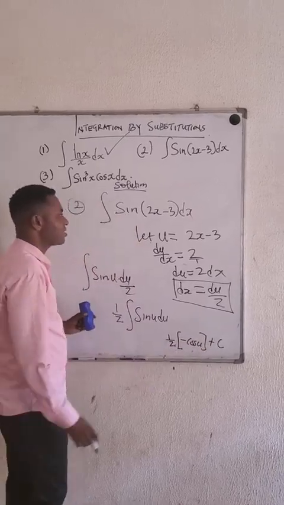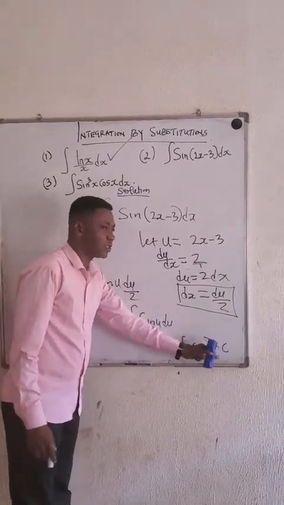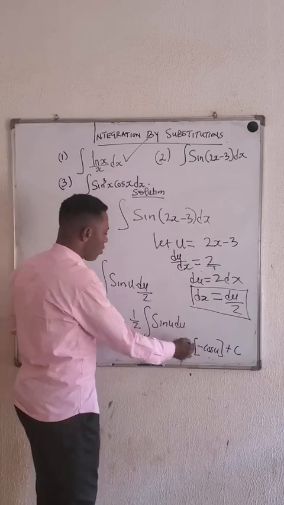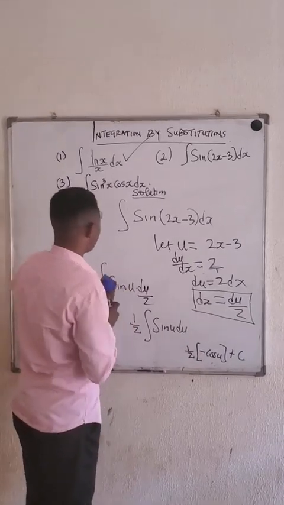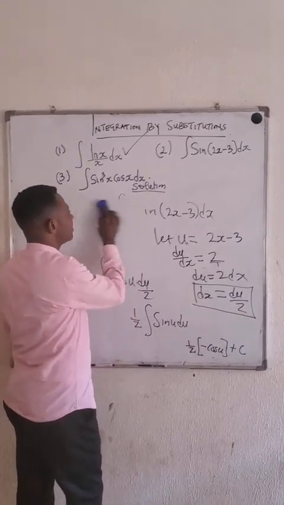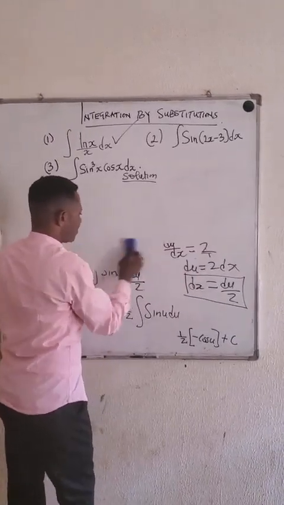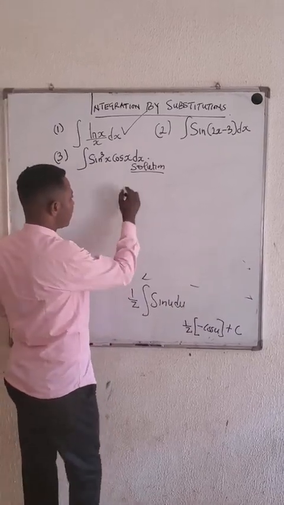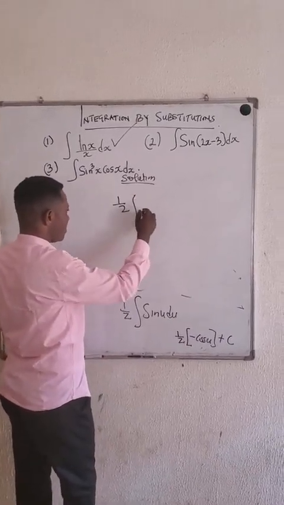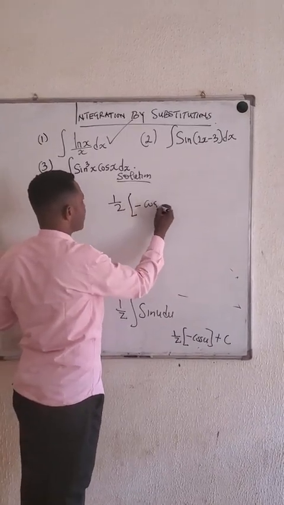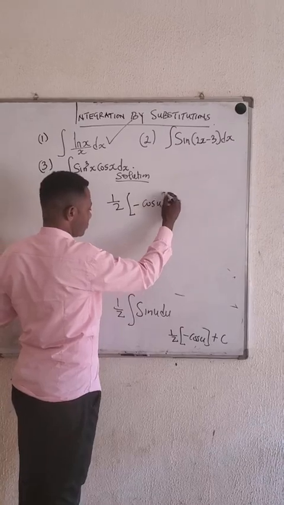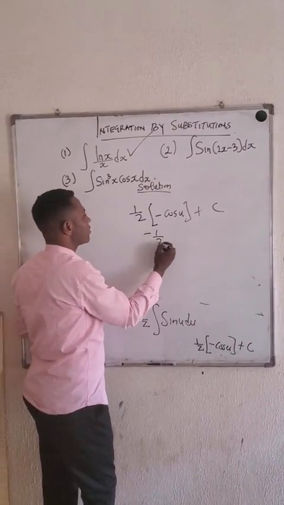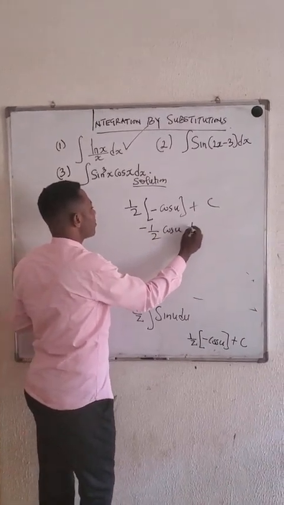What is the c? C is the constant of integration. Now, we can go back. We now have 1 over 2 minus cos u plus c. This can be written as minus 1 over 2 cos u plus c.